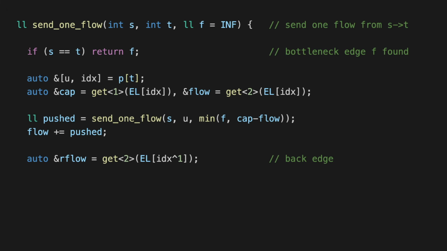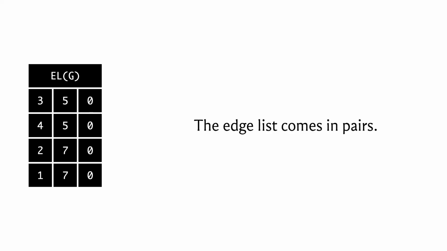So what's going on here? Well, notice that our edge list always comes in pairs. That's how we added the edges, right? Whenever we had to add an edge from U to V, we also added the edge from V to U, and the capacity of the edge from V to U was either set to being the capacity of the edge from U to V if the graph was undirected, or it was set to 0 if the graph was directed, in which case this would actually be modeling the back edge in the residual graph.